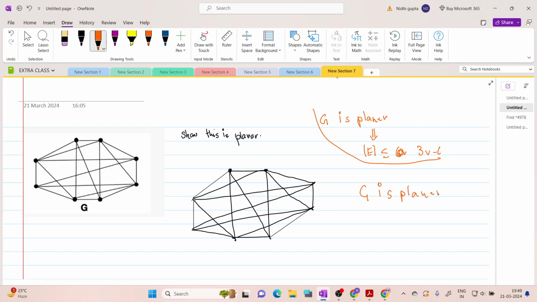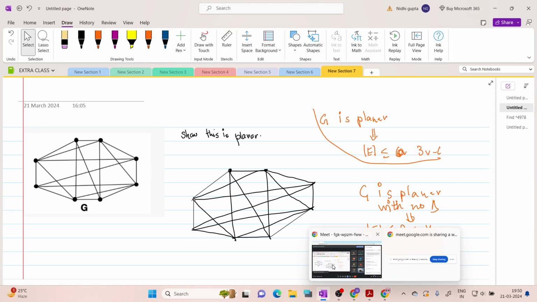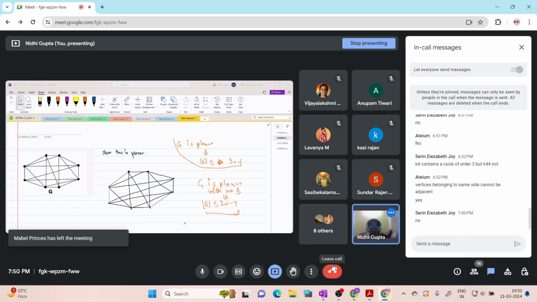What you are using is, if G is planar with no triangles, then the number of edges should be less than or equal to 2v minus 4. But since this graph has triangles, you cannot use it, and if this inequality is not satisfied, you cannot conclude that it is not planar from this. Is it clear now? So you cannot use the second condition if a graph has triangles.